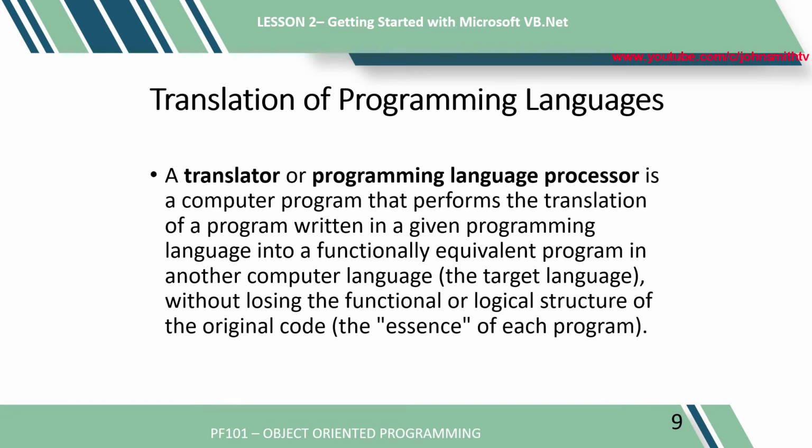Are you wondering how a program is being translated? So here's how translation of programming languages works. A translator or programming language processor is a computer program that performs the translation of a program written in a given programming language into a functionally equivalent program in another computer language, the target language, without losing the functional or logical structure of the original code, the essence of each program.